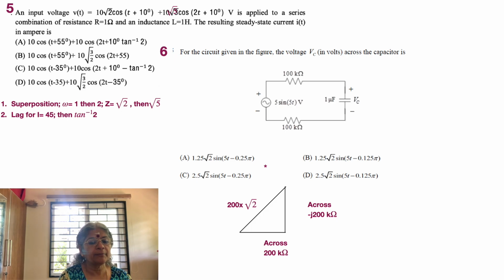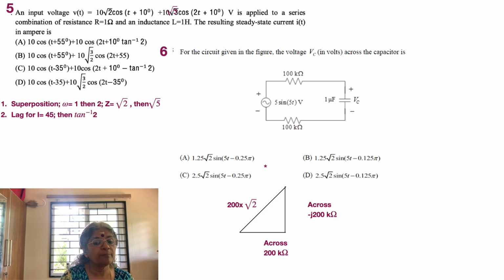Let's see, component number 1 is applied, and we see that the impedance is root 2 with an angle of lag of 45 degrees. Why? Because the resistor's ohmic value and the inductor's reactance happen to be equal, both 1. So it's 1 square plus 1 square, and the angle between them is 45 degrees.